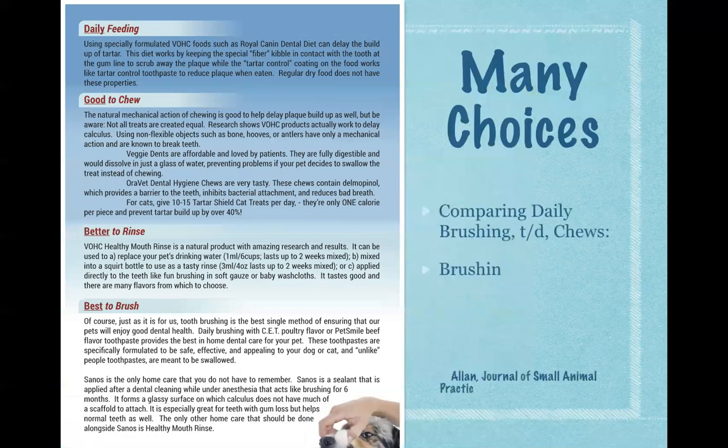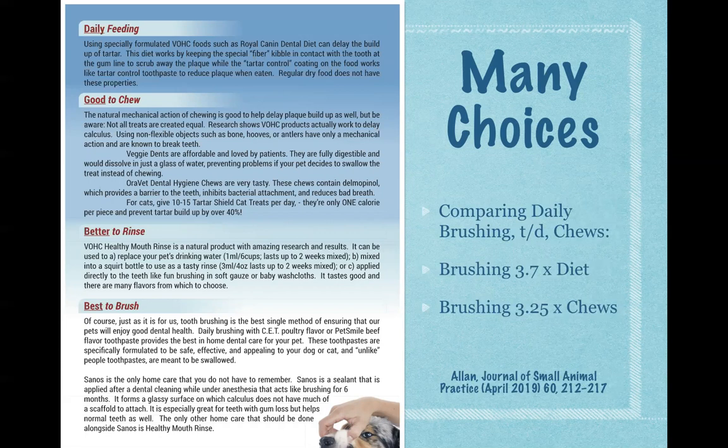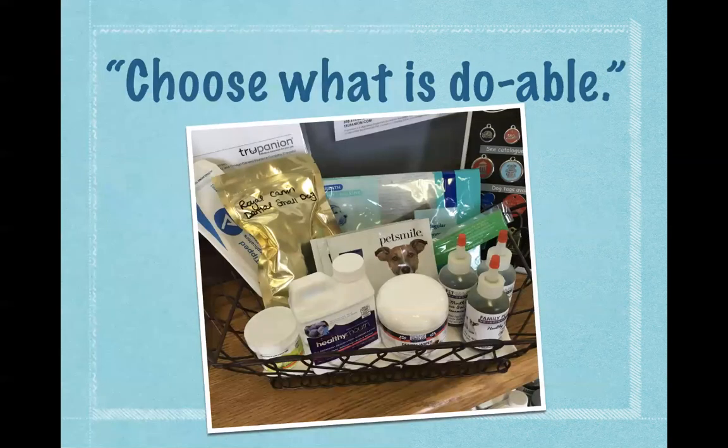So which one do we pick? Pick what works best for you. But when we compare, if you're using a VOHC sealed diet, brushing works almost 4 times better than diet. So you can use both. Or if you have to pick one and you think you can do brushing, choose brushing because it works better. If you want to use chews because it's a treat, well then do it. Have fun with it. Just realize that brushing works 3 times better. So use what's doable or multiple choices in cases.